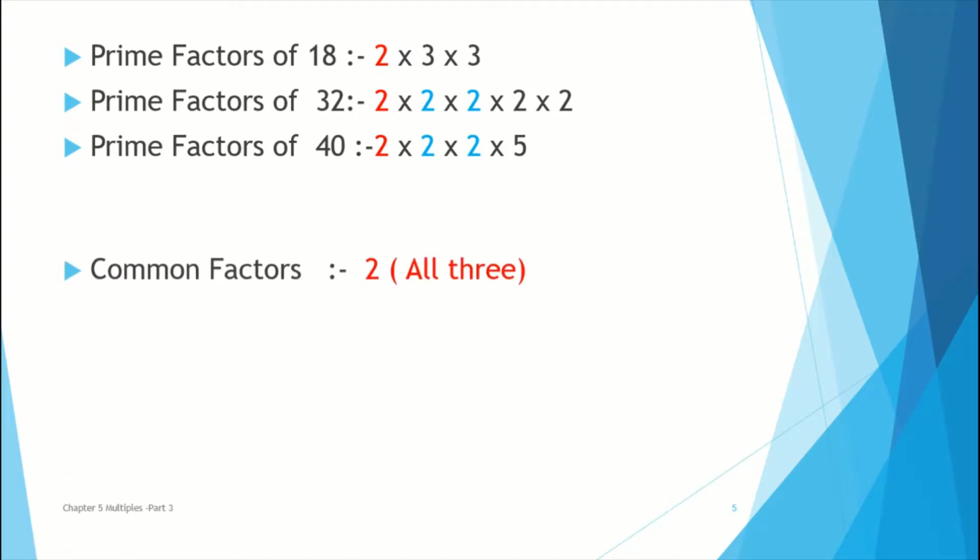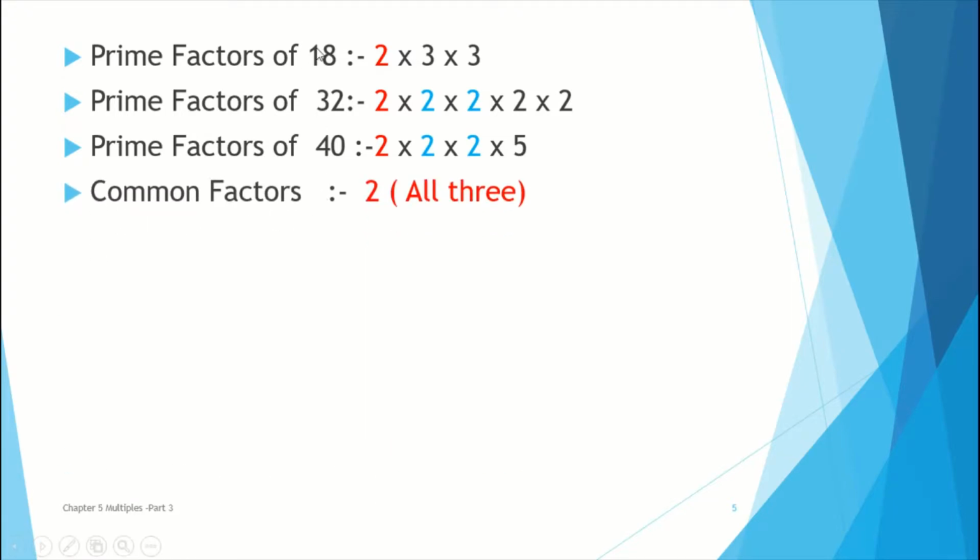Step number 2 is that we have to find common factors from all three numbers. From all three numbers we have to find the common factor. So which is that number? We can see that 2 is present in all the factors. So 2 is a common factor of all three numbers.